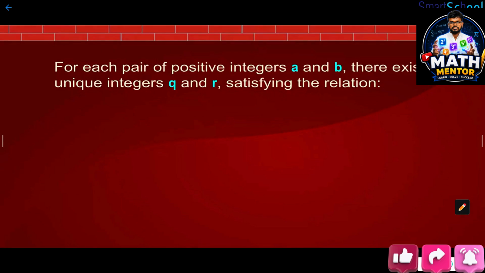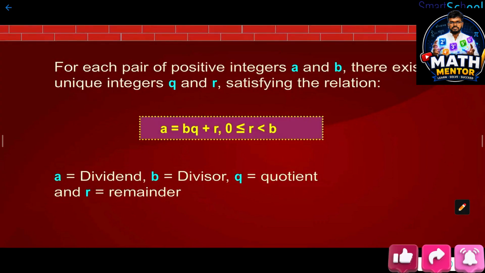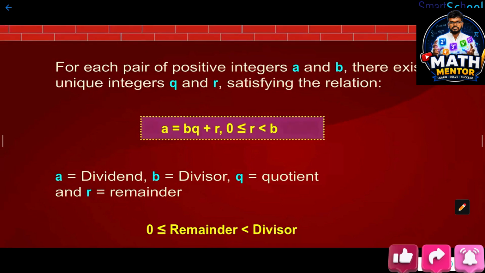Given positive integers a and b, there exist unique integers q and r satisfying a is equal to bq plus r, where 0 is less than or equal to r less than b. Where a is the dividend, b is the divisor, q is the quotient and r is the remainder. Important point to remember is, remainder is greater than or equal to 0 and always less than the divisor.